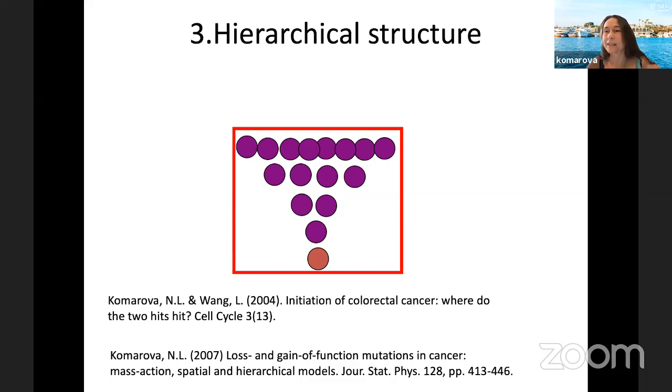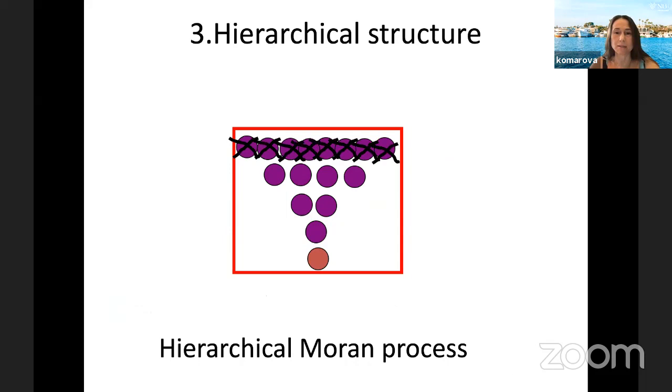And so the process can be simulated like this. The top layer of cells dies. It's done its job, right? These are differentiated cells. They go away. The previous layer divides and moves up, and frees space for the previous layer that divides and moves up, and like this. And finally, the stem cell divides and replenishes the space. So this is what we call the hierarchical Moran process.